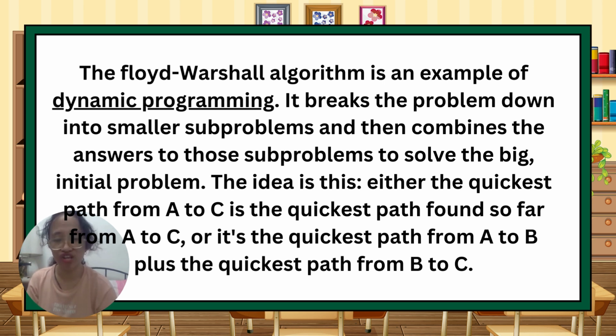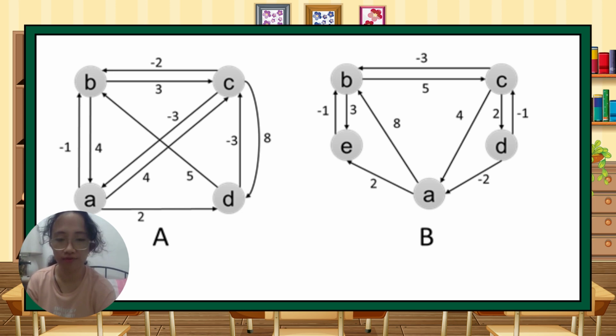Floyd Warshall algorithm is an example of dynamic programming. It breaks the problem down into smaller sub-problems and then combines the answers to those sub-problems to solve the big initial problem. The idea is this: either the quickest path from A to C is the quickest path found so far from A to C, or it's the quickest path from A to B plus the quickest path from B to C. So here is our graph.